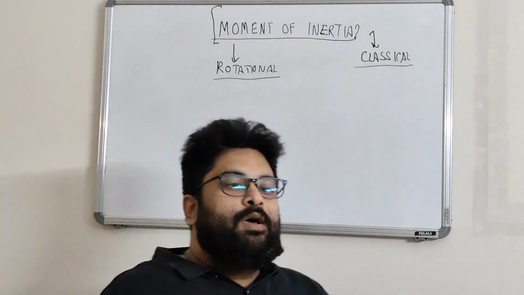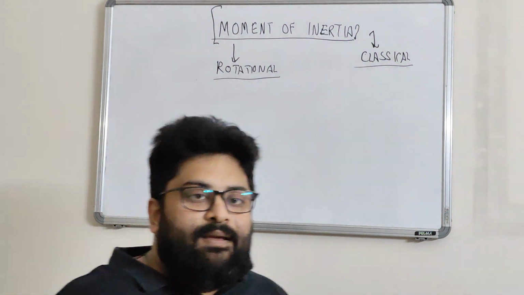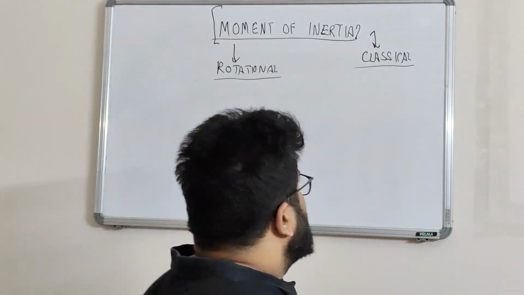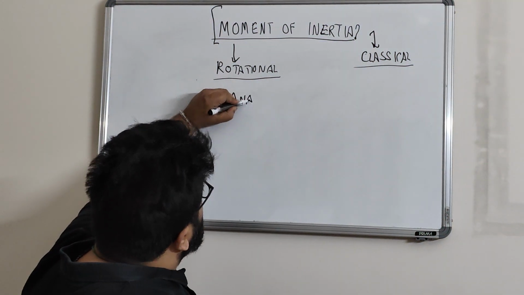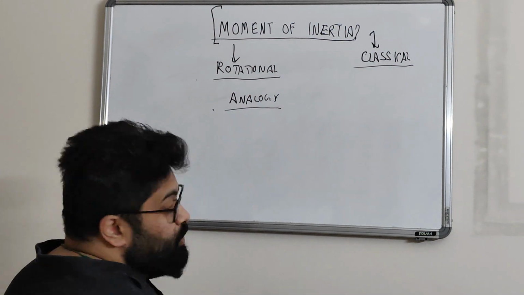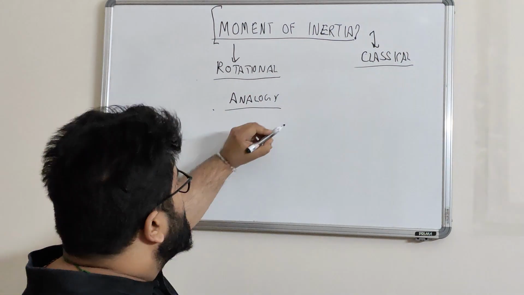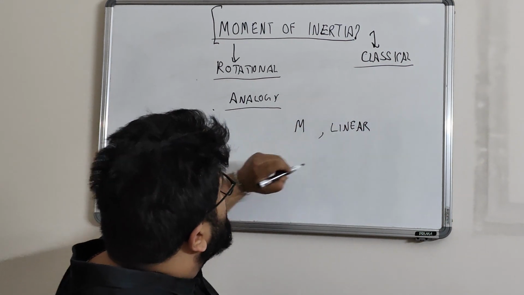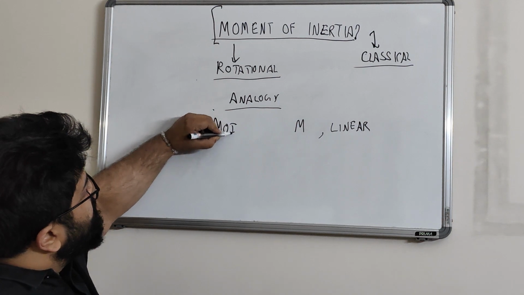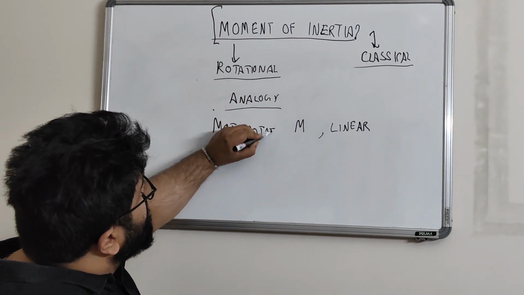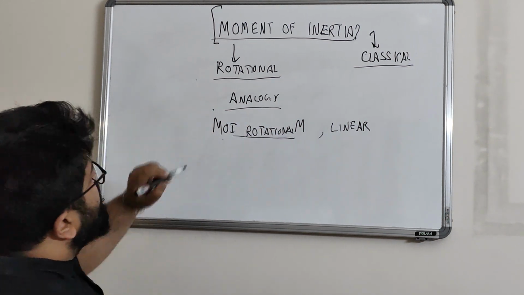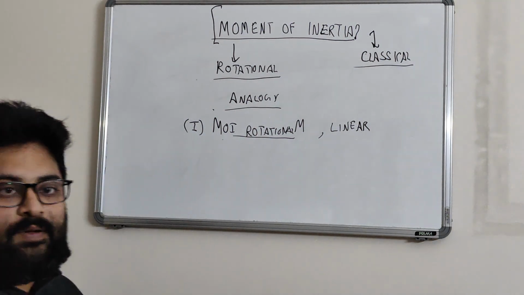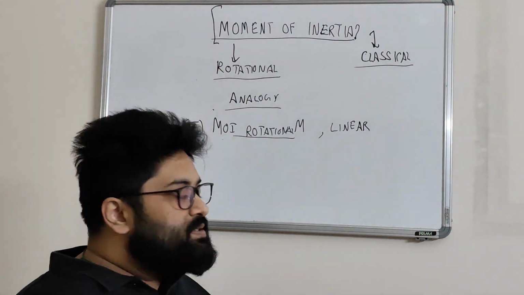So, you can think that moment of inertia is essentially the same thing as mass. Let's do the analogy. When we talk about inertia, we have mass in linear motion, and we have moment of inertia in rotational motion. Moment of inertia is represented by the capital letter I.